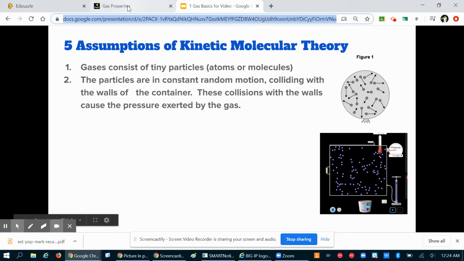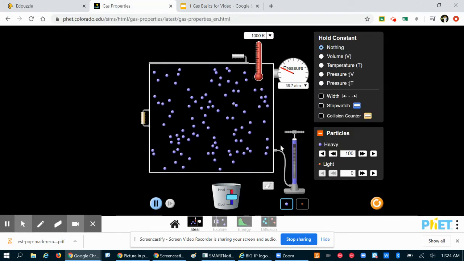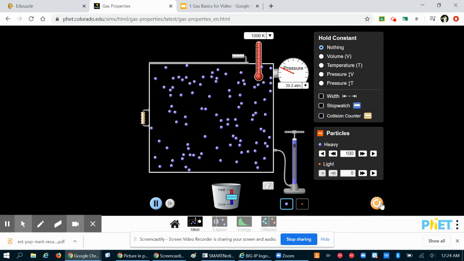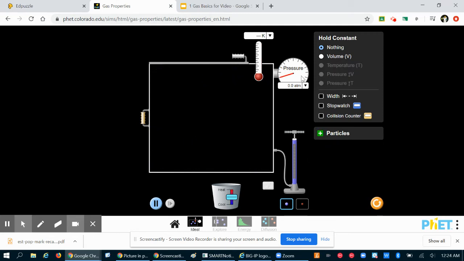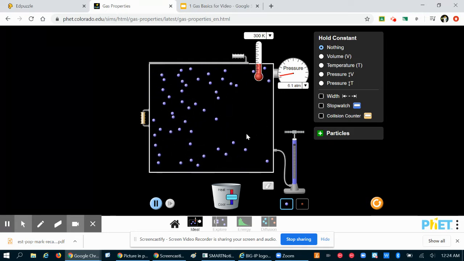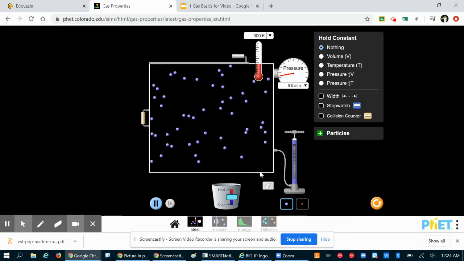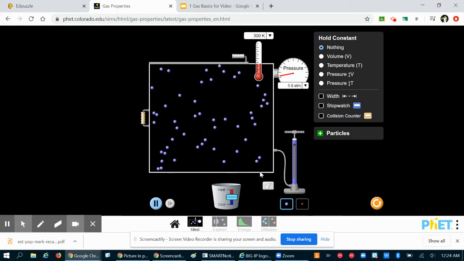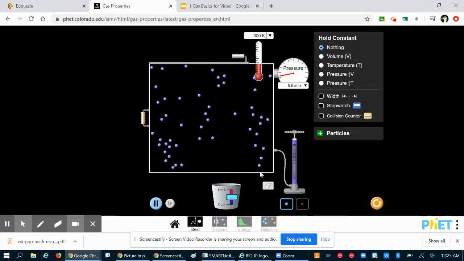Let's take a look at your PhET simulation just a minute. Remember this? Let's start over. Now, look at the pressure gauge. It's 0. As soon as I add some gas to the container, oh, look, it didn't register bigger than 0 until the molecules started bumping into the sides of the container. Look at that. It goes up just a little bit as they start bumping around a little more. So it's these collisions with the sides of the container that cause gas pressure.